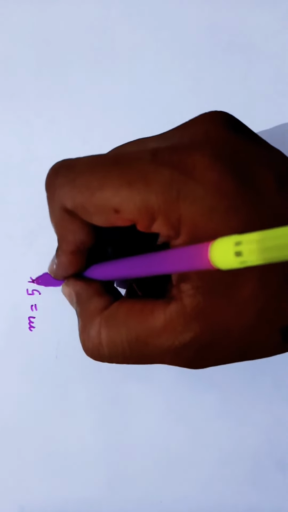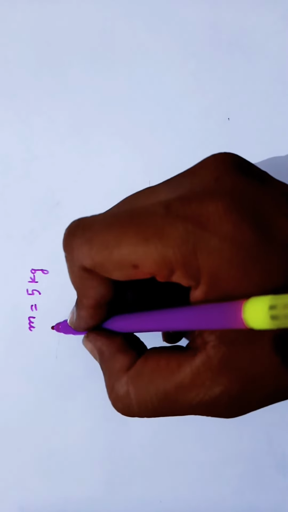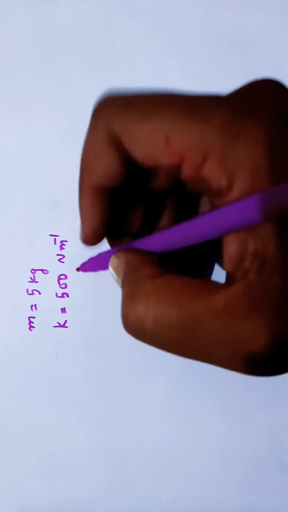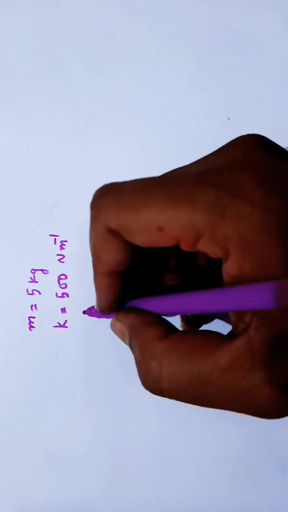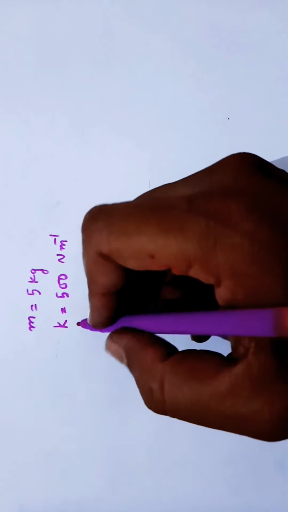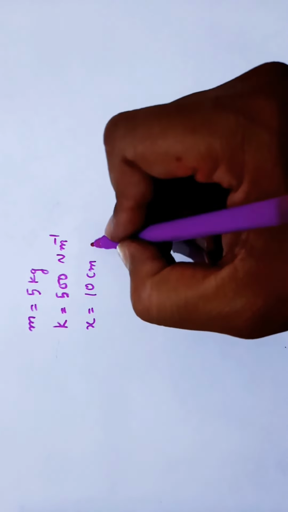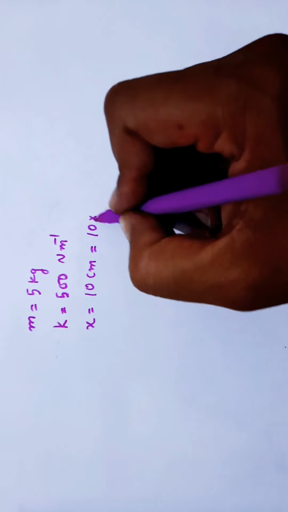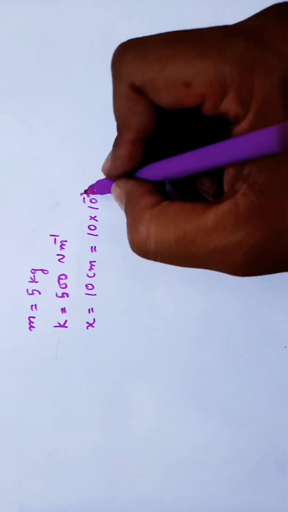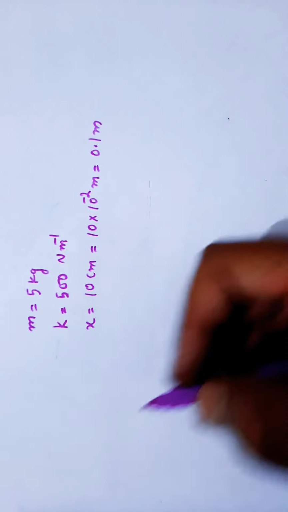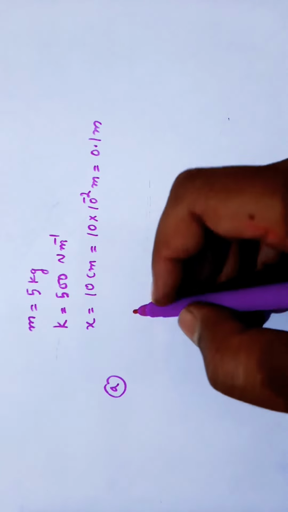Here the mass of the ring is given, so m is equal to 5 kg, and the spring constant k is given, that is 500 Newton per meter, and the displacement x is given. So how much? That is 10 centimeter. So that is 10 into 10 to the power of minus 2 meter, which is equal to 0.1 meter. So let us see the first one. What is the time period?